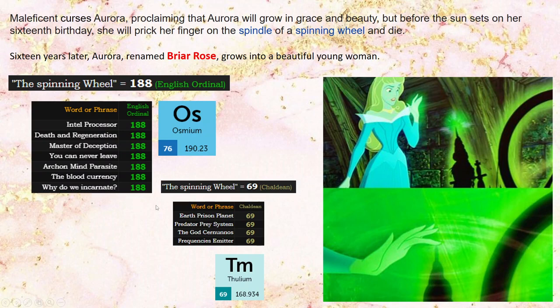The spinning wheel is 69 in English ordinal, matching element thulium, that has to do with the Thule Society and the Black Sun. And in Chaldean we have the following matching expressions: Earth prison planet, predator prey system, the god Cernunnos, and frequencies emitter.